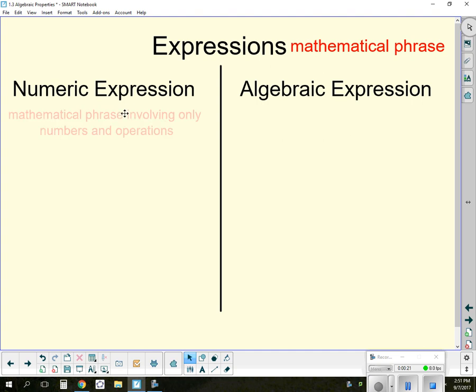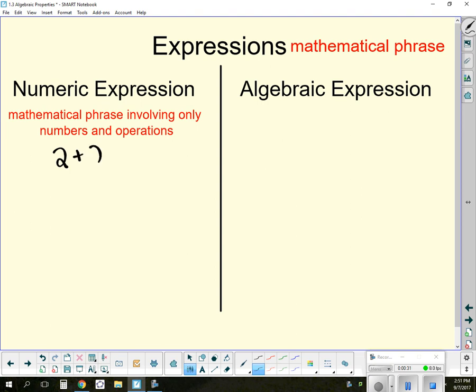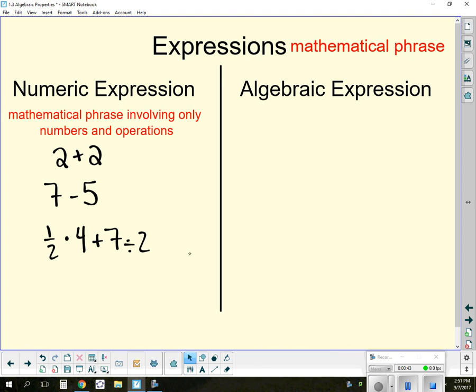You can have numeric expressions, which is what you would have been dealing with in elementary school. They're just math phrases that only have numbers and operators. For example, 2 plus 2 is a numeric expression. 7 minus 5, 1/2 times 4 plus 7 divided by 2 is a numeric expression.